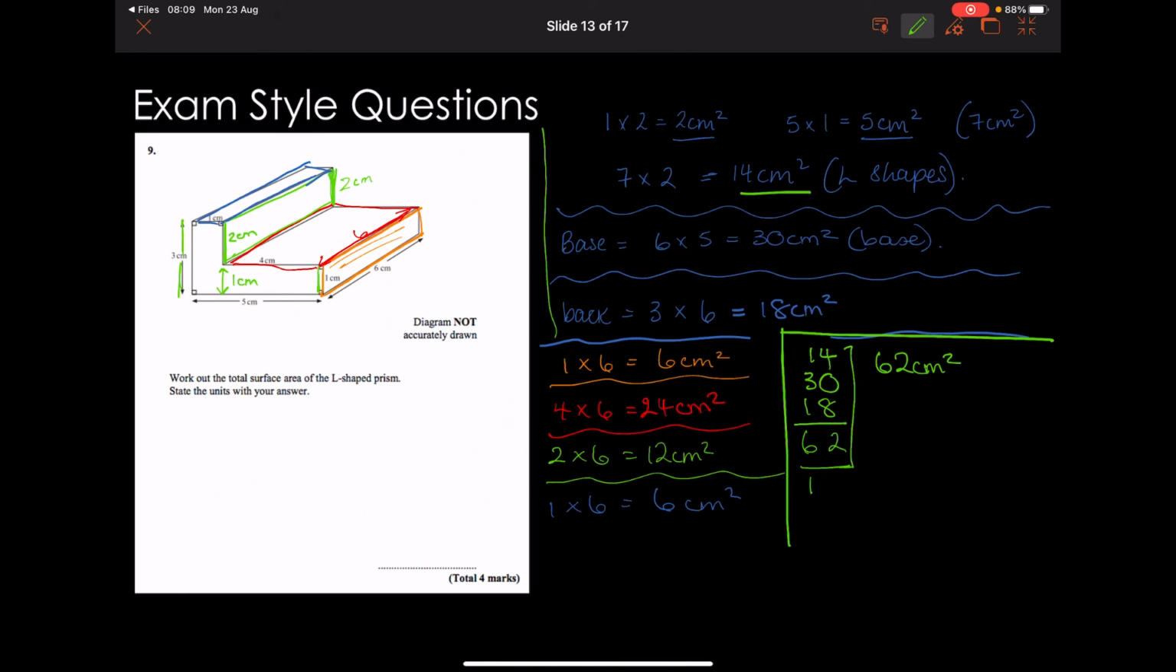Then I've got 6, 24, 12 and 6. So these two 6s I'm going to turn into a 12. And then 24 and 12, just to make it quicker to add up.